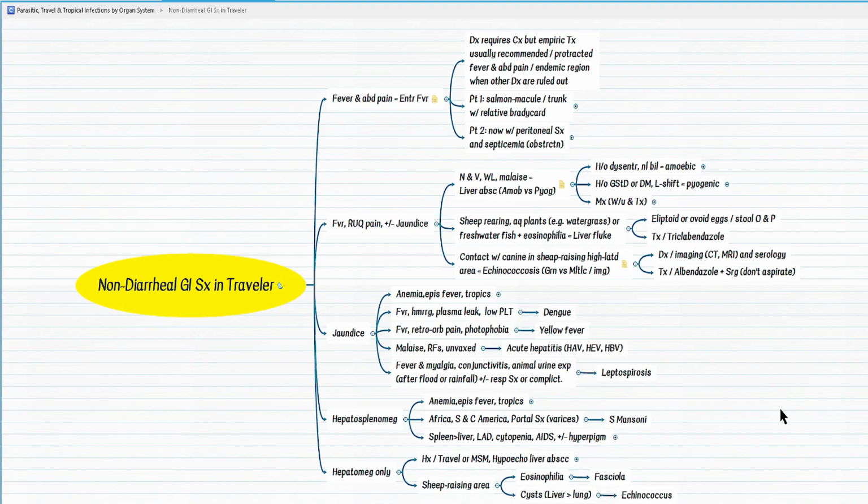This finishes our brief review of non-diarrheal GI symptoms with their differential diagnosis in a traveler with either fever and abdominal pain or right upper quadrant pain or jaundice and organomegaly.